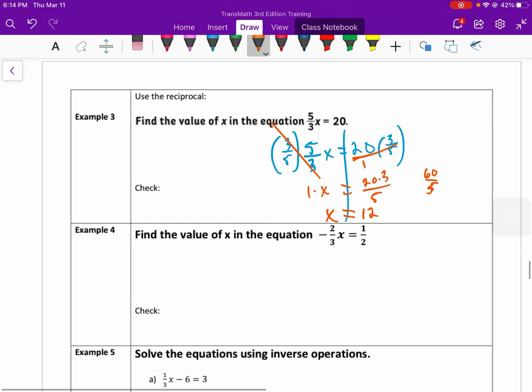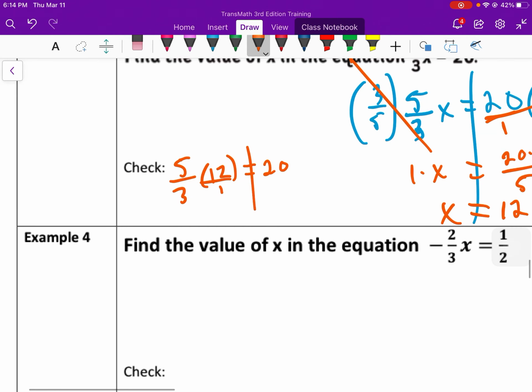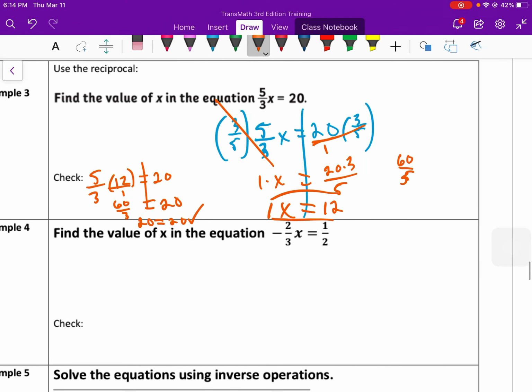So now let's check that. 5 over 3 times 12 equals 20. If this equation is balanced, on the left it'll simplify to 20. So when we multiply straight across, we're going to get 5 times 12, which is 60, divided by 3. And 60 divided by 3 is 20. So that's good. That means when x equals 12, this equation up here is balanced.